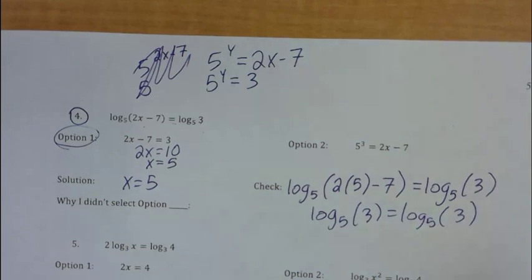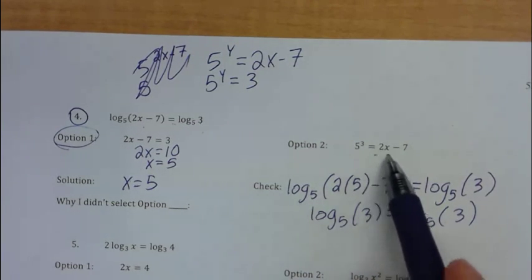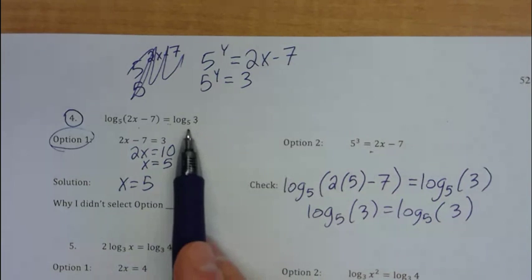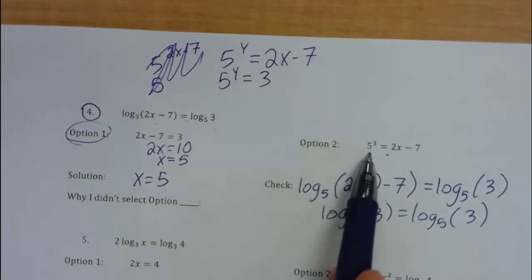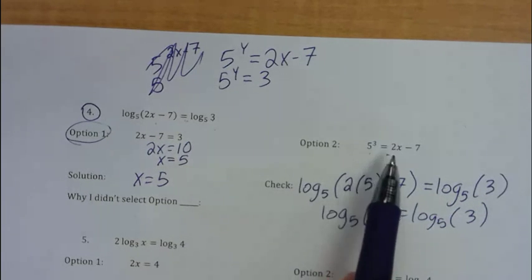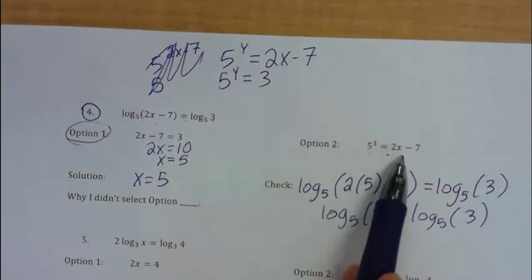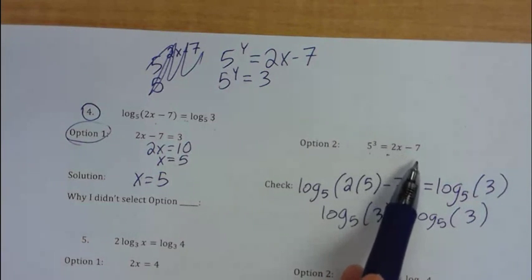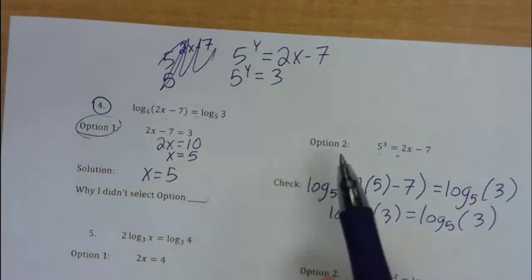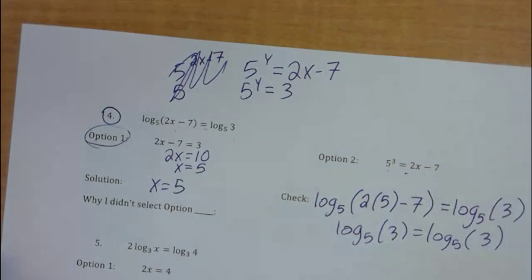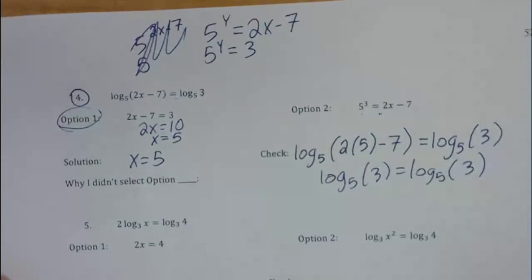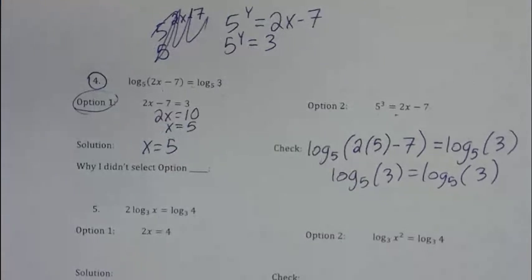So now if I look at option 2, that is wrong because they're changing log base 5 of 3 into 5 cubed. Well, that's not true. And equal to 2x minus 7. So they're basically combining the two logarithms into one logarithm and then trying to convert them. But that's not how it works when they're in one equation with each other like that. You should be using option number 1 instead for sure.